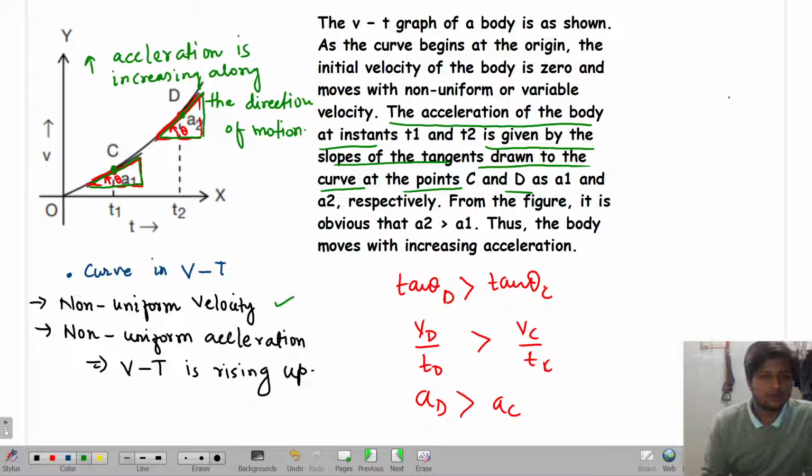So this is a kind of non-uniform velocity graph. There is a non-uniform acceleration, meaning acceleration is not constant, acceleration is also increasing, and the velocity time graph is rising upward. So till this we have discussed. Okay, so we need to move to the next question. Till now, is there any kind of doubt with anyone? No doubts. Okay, so moving to the next part.